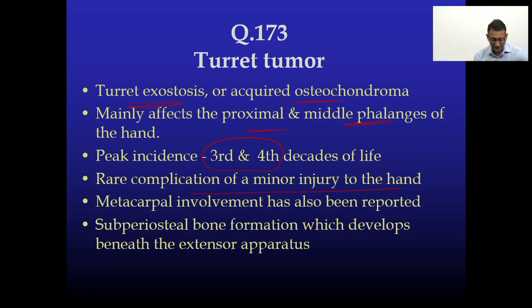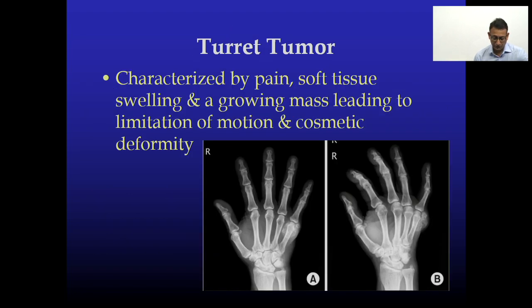What you will see on X-ray is some subperiosteal bone formation, and this will be mostly under the extensor apparatus. Now, you can see in this X-ray, on the extensor side of the finger, there is a little bit of swelling arising, and this is a Turret tumor or acquired osteochondroma. This is basically characterized by pain, soft tissue swelling and a growing mass leading to limitation of motion and cosmetic deformity. The treatment of this kind of lesion is excision if it is causing any functional or cosmetic issues.